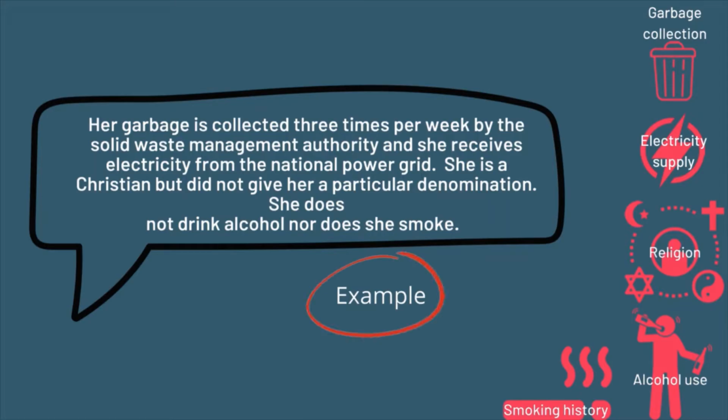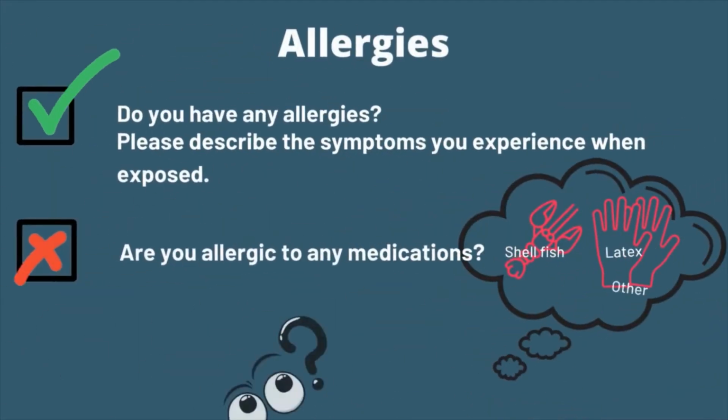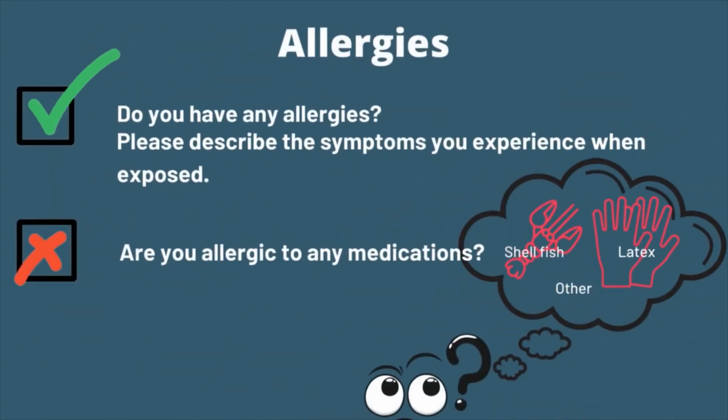Next, you should present data related to the patient's allergies. During your data collection, do not ask only about medication allergies. Some food allergies, such as a shellfish allergy, have implications for the type of treatment that the patient can receive. Also, some material allergies, such as a latex allergy, will influence the types of materials used in the care of the patient. You should also ask the patient to describe the signs and symptoms they experience when they are exposed to the allergen.